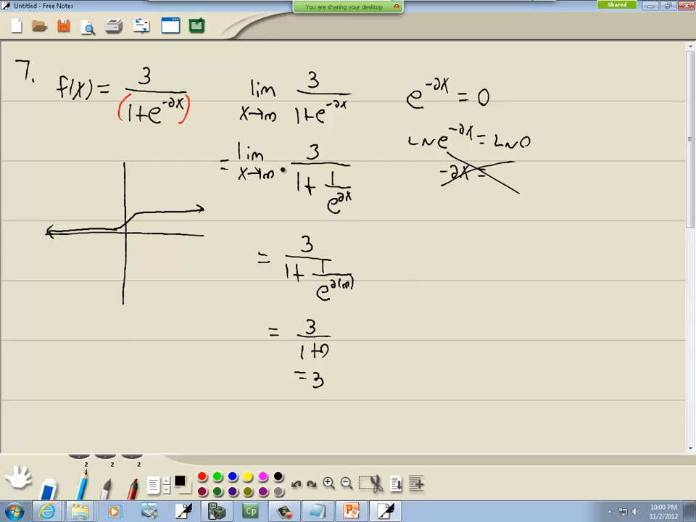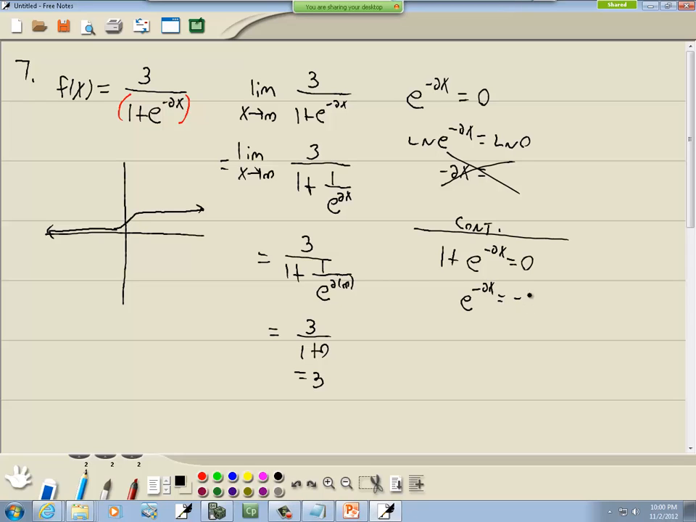Now continuity. Again, we can't really discuss the continuity because whenever we have a fraction, remember we set the denominator equal to 0 and solve it. This is where it's discontinuous, where the denominator is equal to 0. But again, we're talking about something we haven't really covered yet.